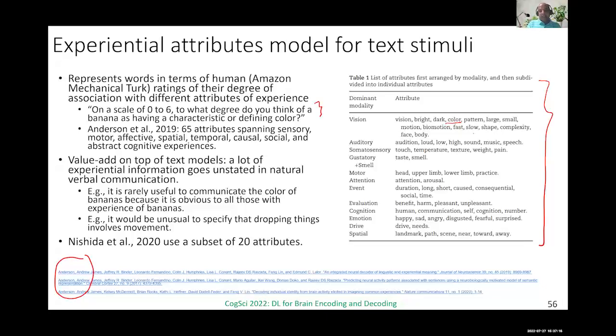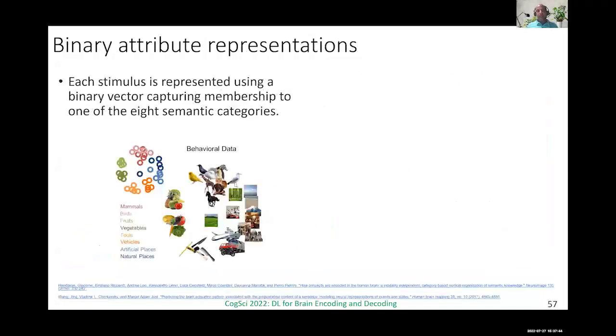But the interesting part is that, in the way embeddings are learned, some of them unfortunately do not capture common sense, because common sense is not something that is spoken or written. It is rarely useful to communicate the color of bananas because it's so obvious to all those who are experiencing it. So oftentimes word embeddings don't capture those, and that is the value add that such experiential attributes have on top of the word embeddings that you're using anyway. Different people use different sets of attributes, but the goal is more or less to use some sort of attribute representation.